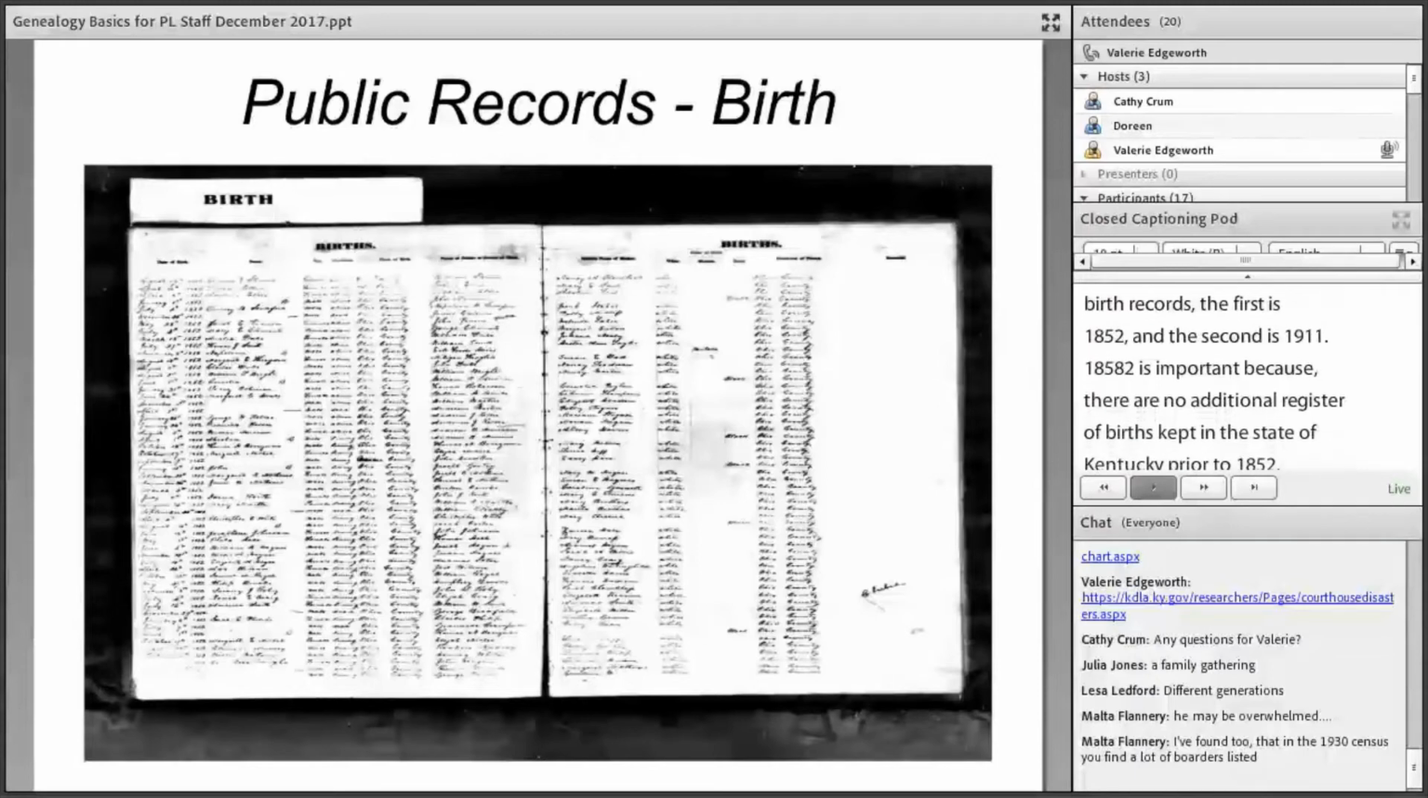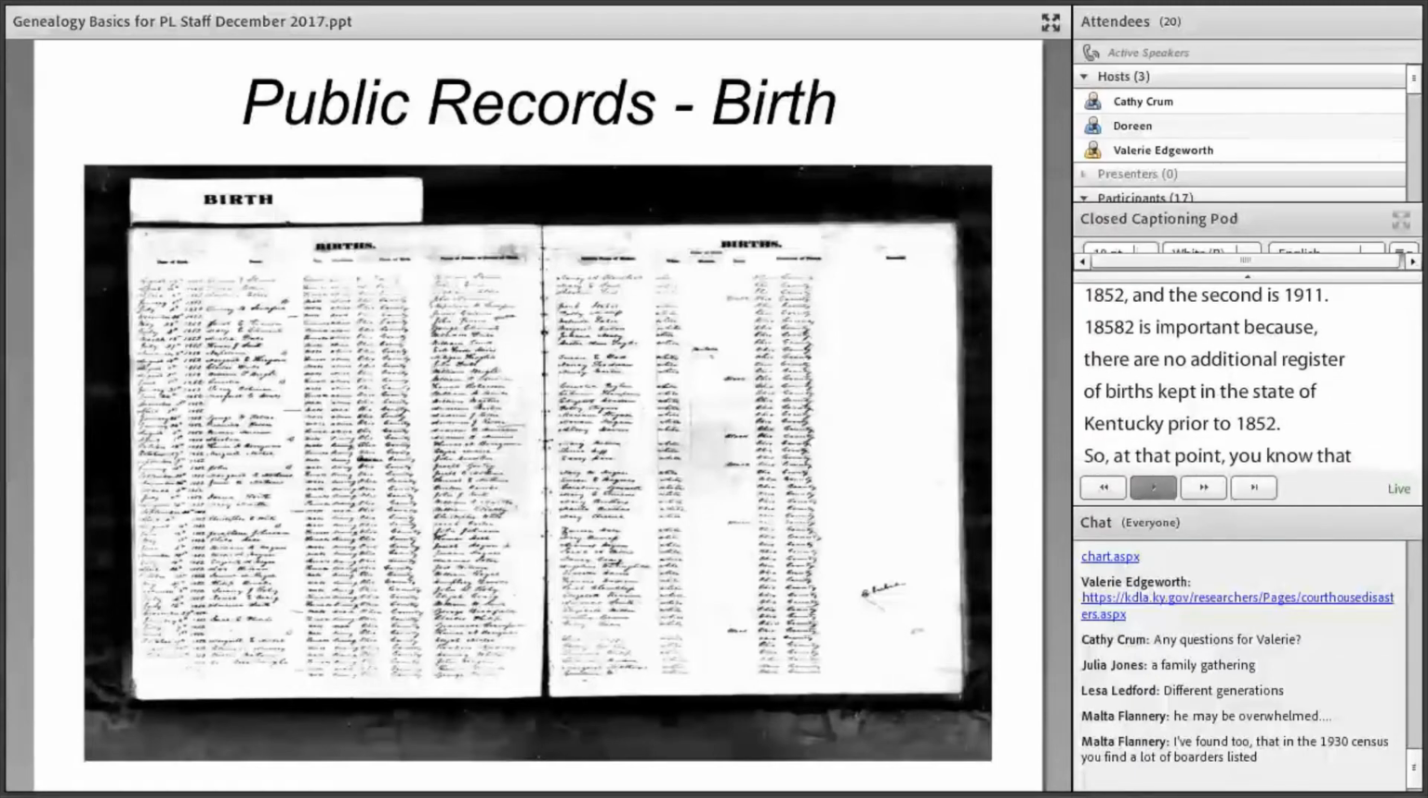So at that point, you know you're going to need to rely on secondary private type sources, your Bibles, your family histories, and things of that nature, your gravestones, obituaries, and newspapers to help pinpoint those dates of births and deaths.